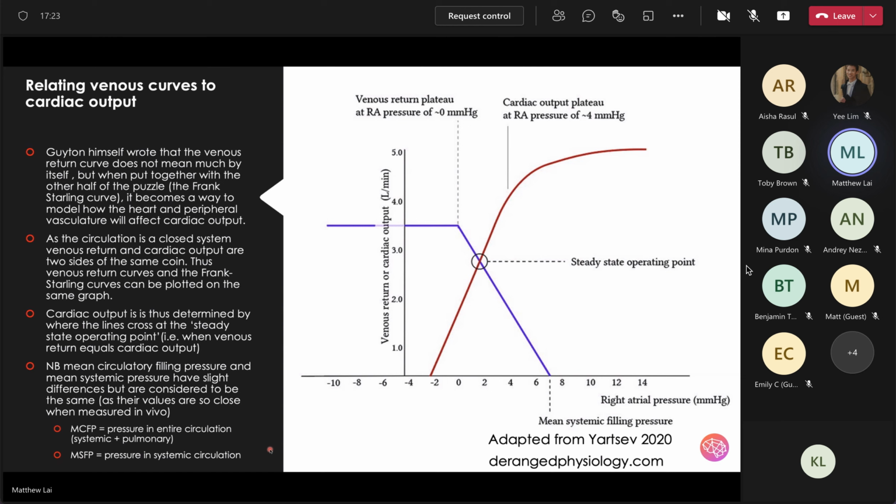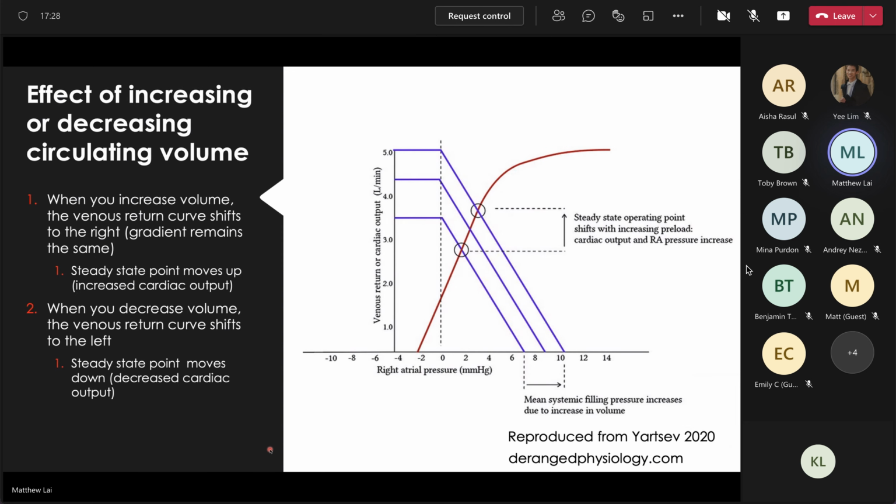So we have these curves. Why are these curves even useful? It's because we can use this to try and explain the effects of modulating our cardiovascular system by, say, injecting fluids or increasing cardiac contractility or decreasing cardiac contractility. We can model all of that using these curves. So the first thing we're going to do is model the effect of increasing or decreasing circulating volume, the amount of fluid that's in the blood system.